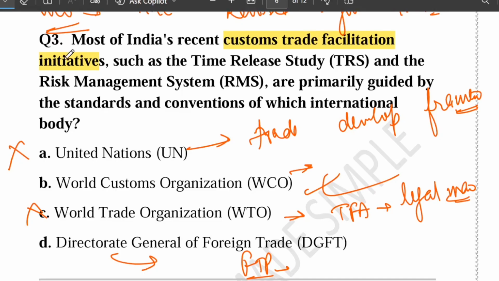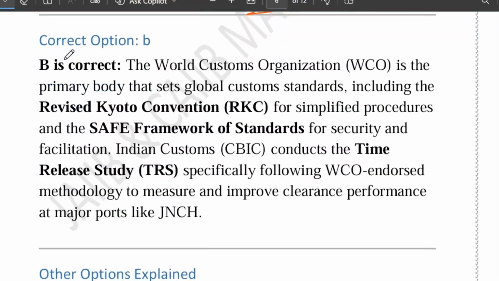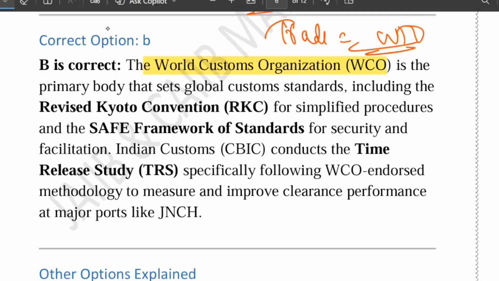Please understand, whenever the question pertains to customs, the role is of WCO. WCO means World Customs Organization. And whenever it is related to trade, that's WTO. That's the difference. Customs relates to WCO, trade relates to WTO. So think of customs work as the WCO blueprint, while WTO only gives big picture trade rules.